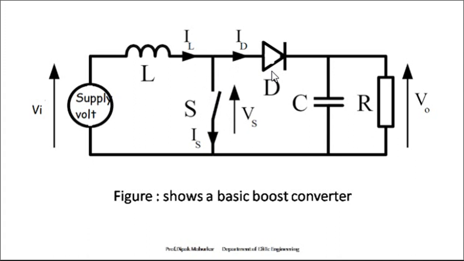And this is your diode, defined by the letter D, and a capacitor, C, is connected across this one, and the load resistor is across this one. So this is the basic boost converter circuit, and the voltage we can measure across the load we define as the output voltage V0. Now see how it works.